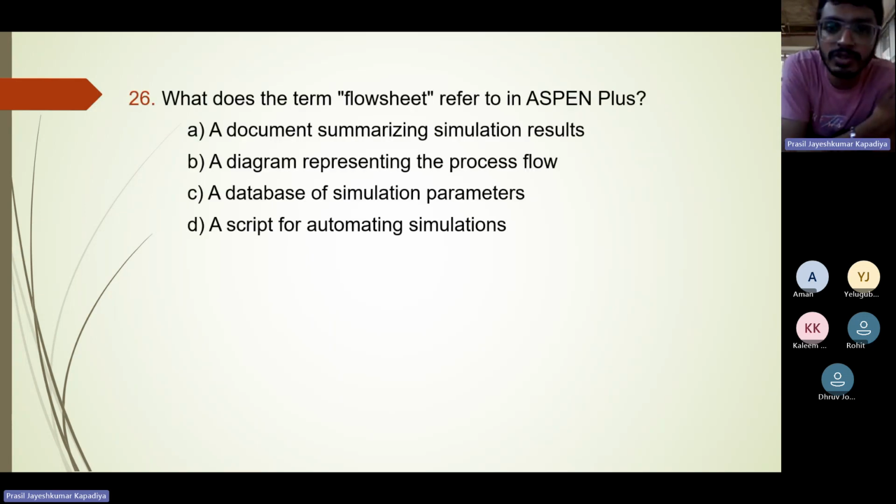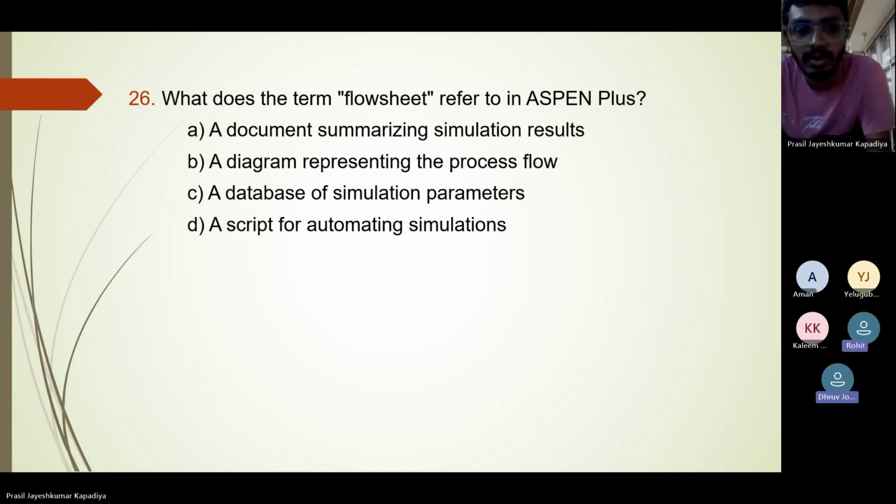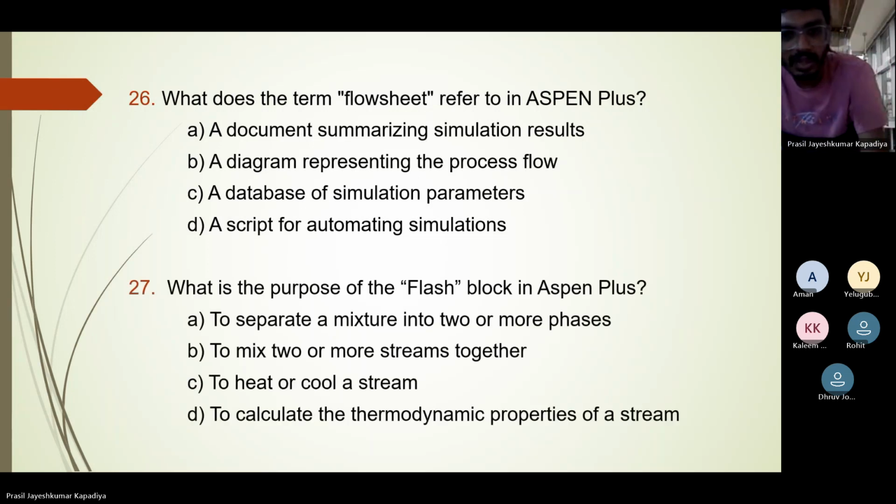What does the term flowsheet refer to in Aspen Plus? A document summarizing results, a diagram representing process flow, a database of simulation parameters, or a script for automating simulations. Sir, B. A diagram representing process flow. Yeah, it's a diagram representing process flow. Okay, now you should respond to this question.